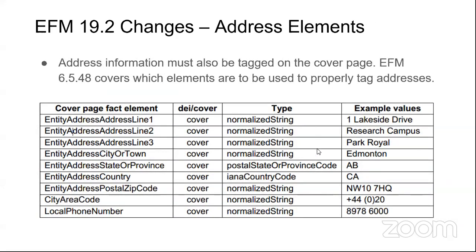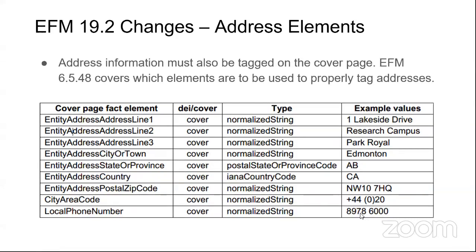The SEC also provides a large list of address elements under 6548 of the EFM. These address elements allow you to break down your address into multiple data points. It can get somewhat low level. For example, you have to tag the city area code separately from the local phone number. So, for example, this is a Canadian address. The area code is split up separately from the local phone number.